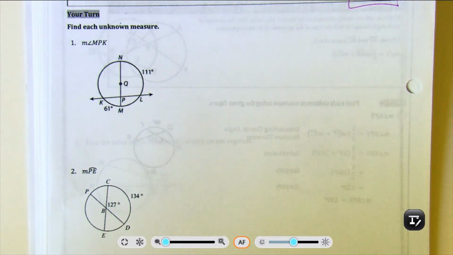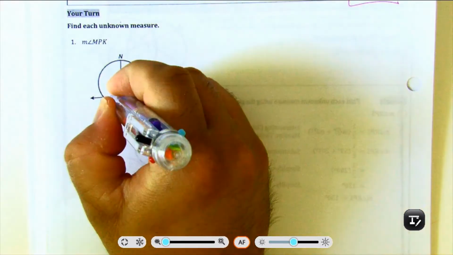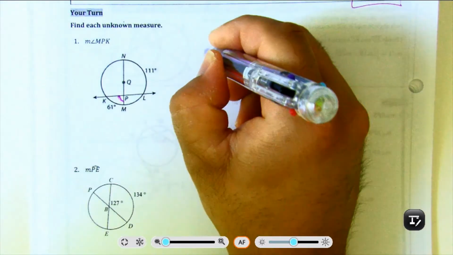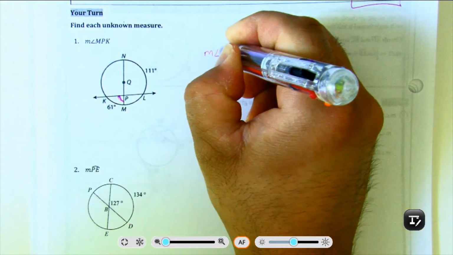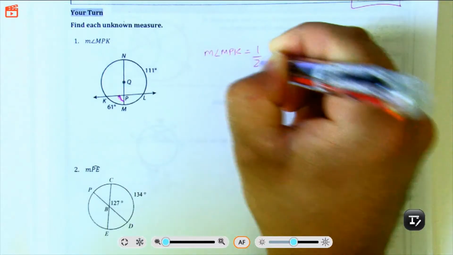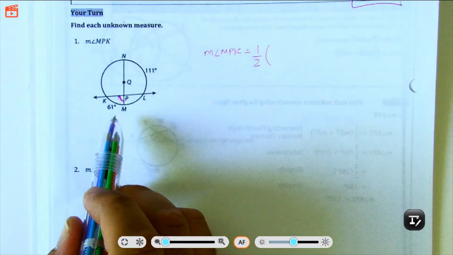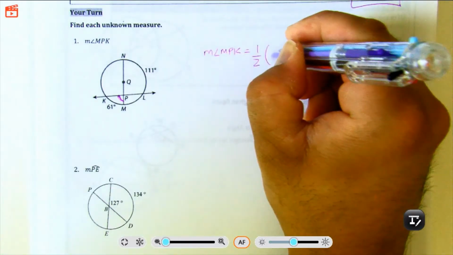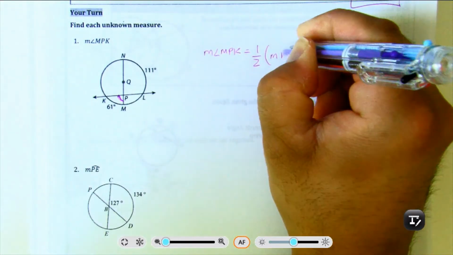Let's look at what they're asking for number one. They're asking for the measurement of angle MPK. So let's find out where that is. The measurement of angle MPK is this angle here. So the formula would be the measurement of angle MPK is equal to 1/2. And now it doesn't really matter which arc we write first or second. So I'm just going to write arc KM. So the measurement of arc KM plus the measurement of arc NL.